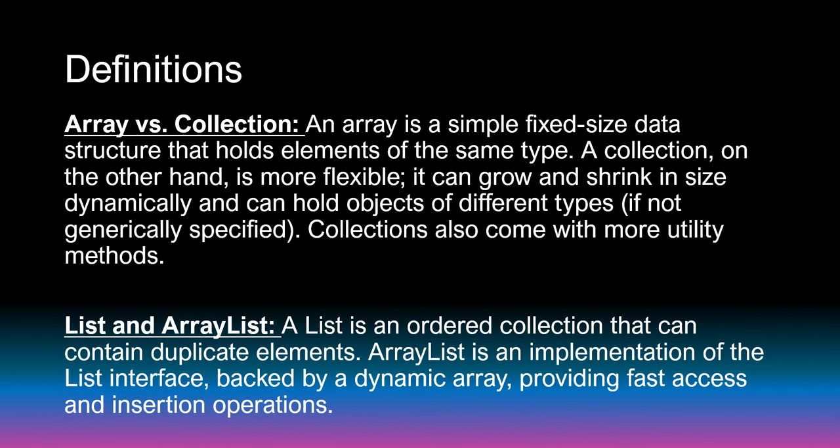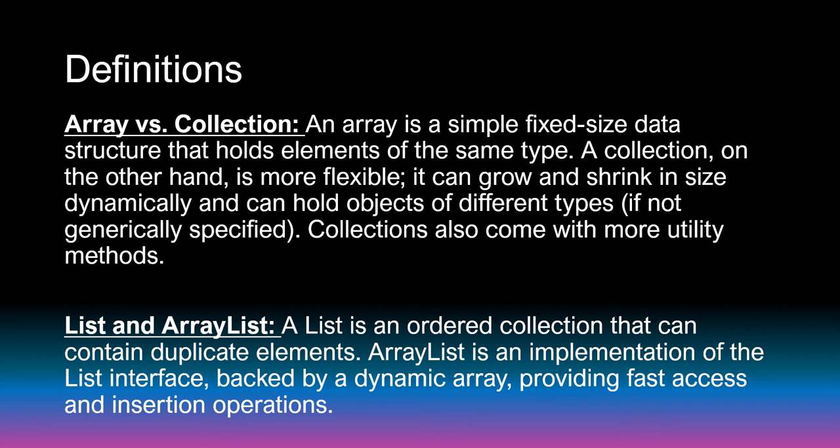So when it comes to understanding collections in Java, we have a lot of different terms, and it's important to sort of understand the differences between some of these terms. For example, let's say we're considering an array, which can also hold a series of data points, versus a collection. What are some of the differences? An array is considered a simple fixed size data structure, and it has to hold elements of the same type.